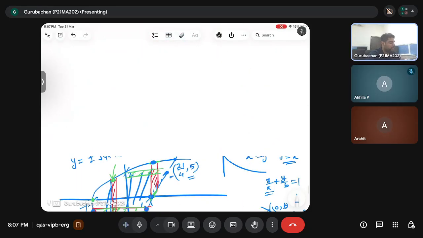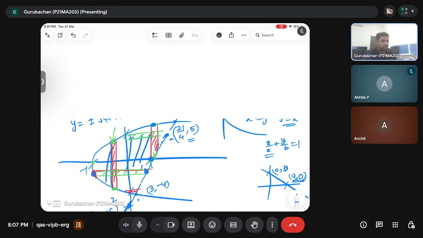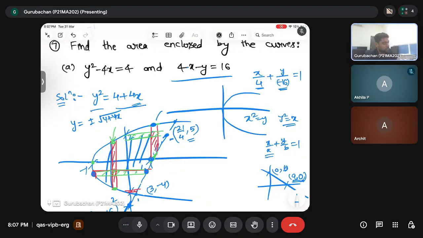So here you can see that you are seeing it horizontally, and here you are seeing it vertically. That is why it depends on the strip. So whatever comes on the above side of the strip, we call it the upper curve, and the lower side of the strip is called the lower curve.